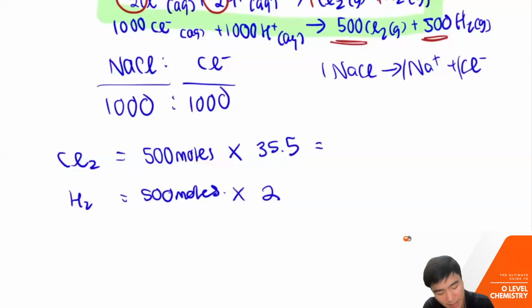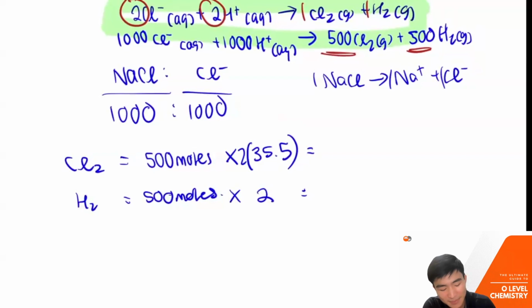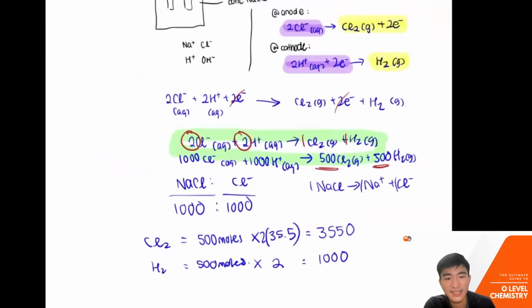So it will give me what? Sorry, wrong. This is 35.5, but multiplied by 2. So you must multiply the whole thing by 2. Okay? So you should get a number that is 35500, and you should get a number that is 1000. Do you all manage to get this? Okay.